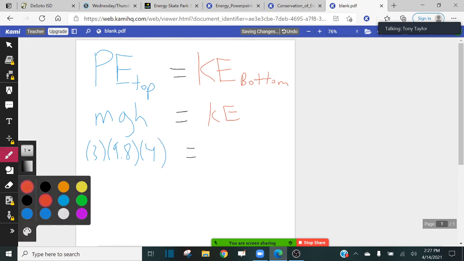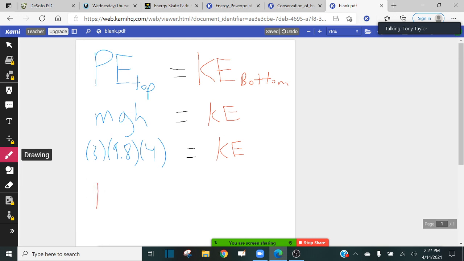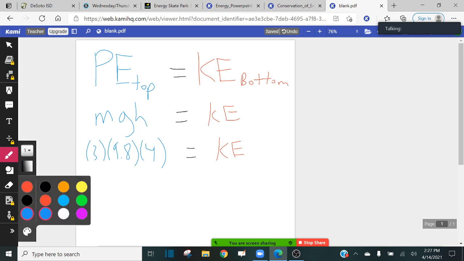So guys, if I put 3 times 9.8 times 4 in my calculator, what I get is 117.6 joules of potential energy. And obviously, guys, it should be obvious that the potential energy at the top is going to equal the kinetic energy that it had while it was at the bottom. Okay.